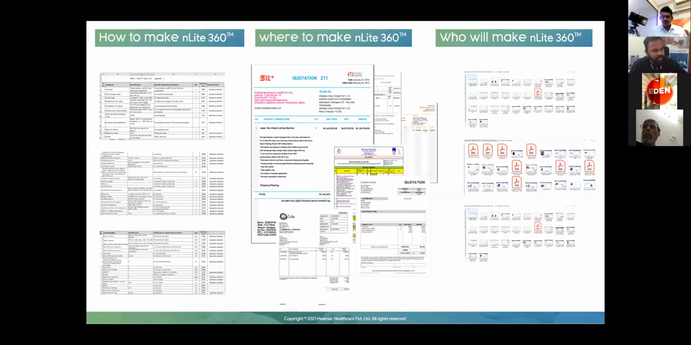First, how to make Anlight 360. We figured out all the components list, more than 1,000 components. We were able to nail down our problem to that level, so we understood how to make that device. If you want to make the device, what are the components you need? That is one set of lists. You just need to find them, and there are so many websites where you can find components. That is all there. Then, where to make Anlight 360.